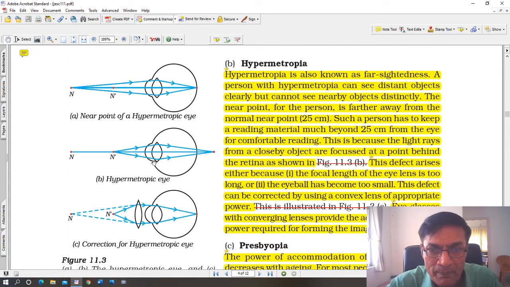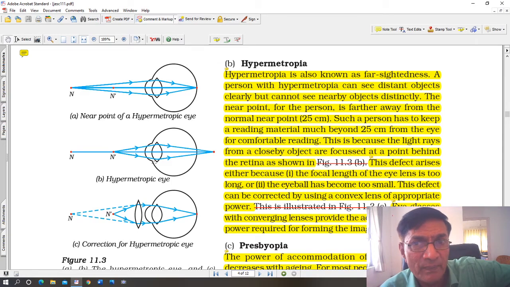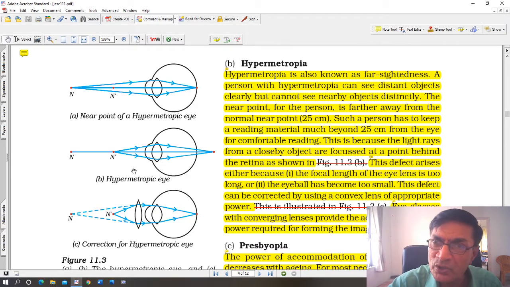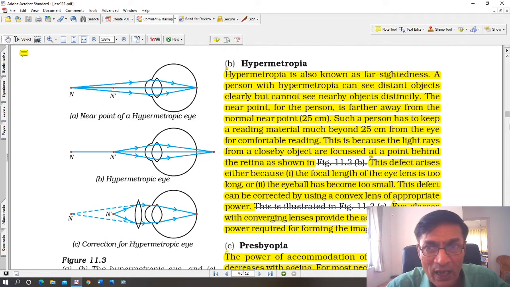Look at a hypermetropic eye, a person who is suffering from farsightedness. Hypermetropia is farsightedness. That means the person can see far away very clearly, but any nearby object, like reading, they find difficult. Blurred vision. So what happens? The opposite happens. In this case, the image is formed behind the retina. See the red dot here. The image is formed behind the retina, and as a result, you can't see clearly.